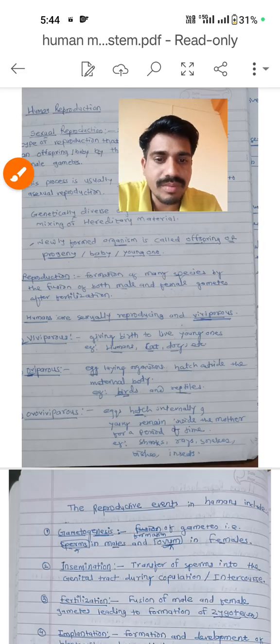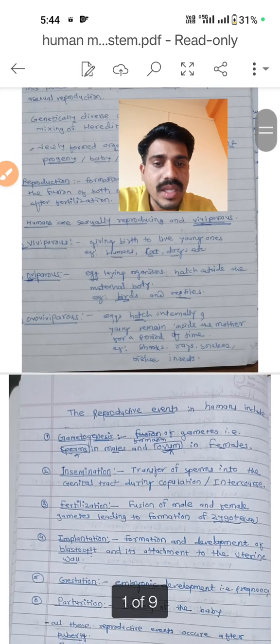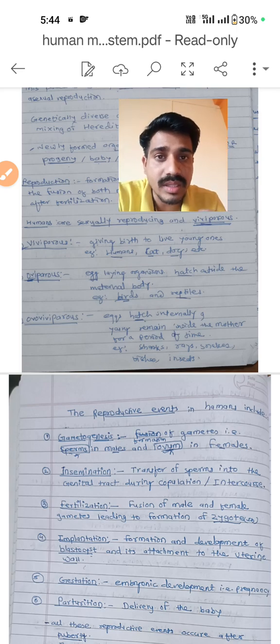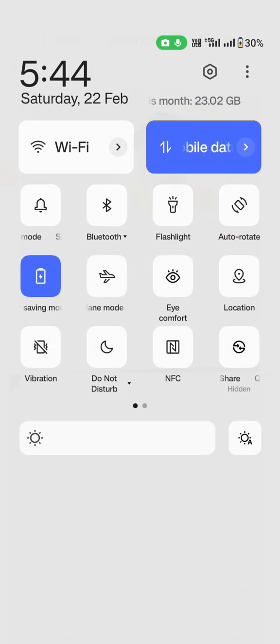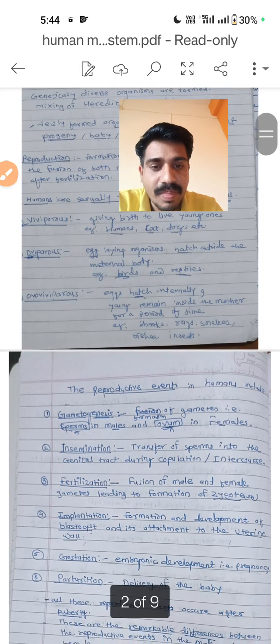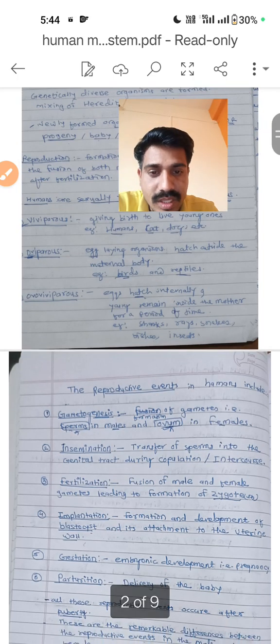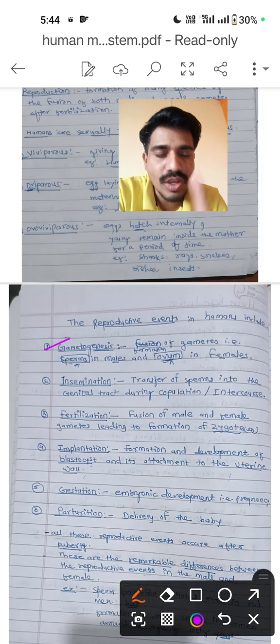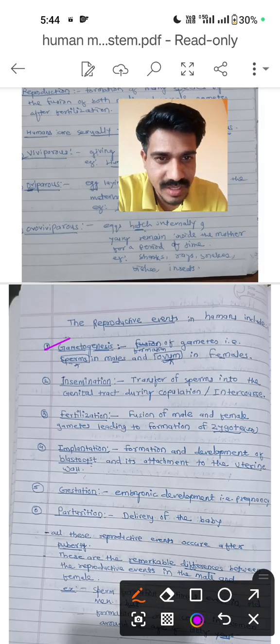After that we will discuss the reproductive events that occur in human beings. There are six reproductive events that occur in the human being. How many? Six. First is gametogenesis. Gametogenesis means formation of gametes, sperm in males and ovum in females.